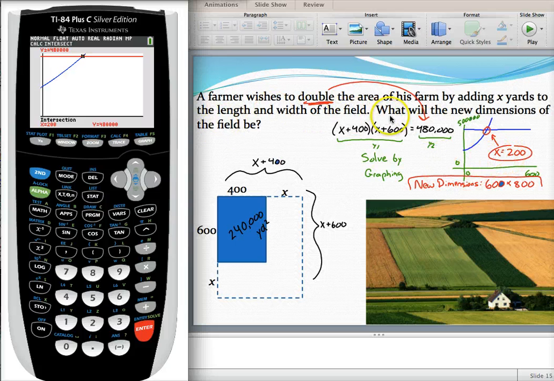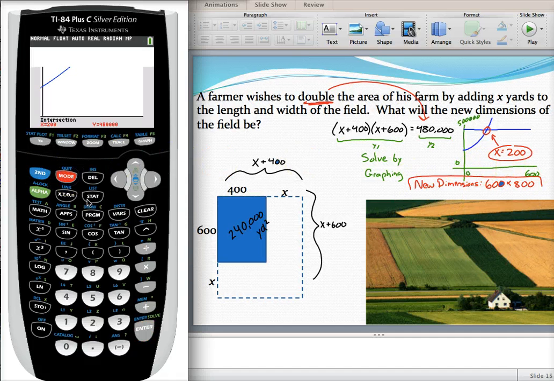Now, going back to the question, though, they do say, what are the new dimensions of the field? Well, let's go back and actually answer that question then. If I add 200 yards onto either side of that field, 400 plus 200 gets me 600 yards. And then this dimension, adding 200 more yards, gets me 800. So my new dimension should be 600 times 800.